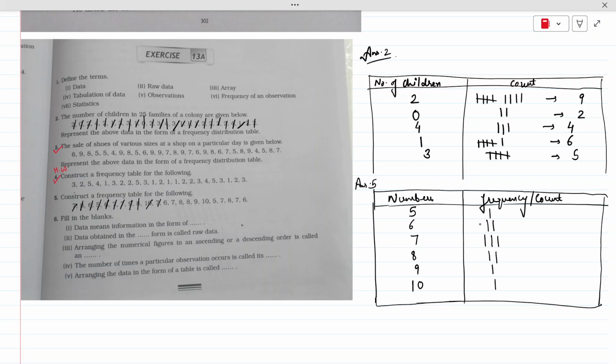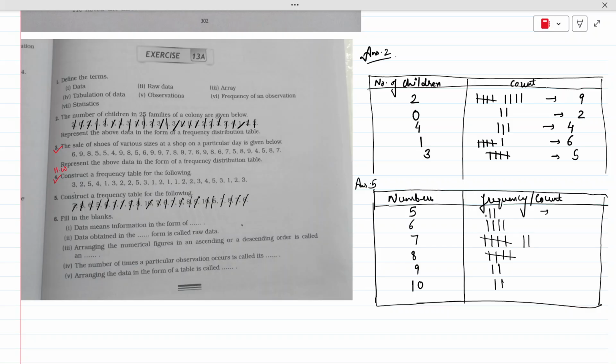Then 7, 1 more 7. We have 6 and then 7. So 1, 6, 1 more 7. So 1 more 7 will be like this here. Then we have 2 times 8. Then we have 9, 1, 9. I'm writing 1, 9 here. 1, 10, 1, 5. 1, 7, 1, 8. Okay, then 1, 7 and 1, 6.